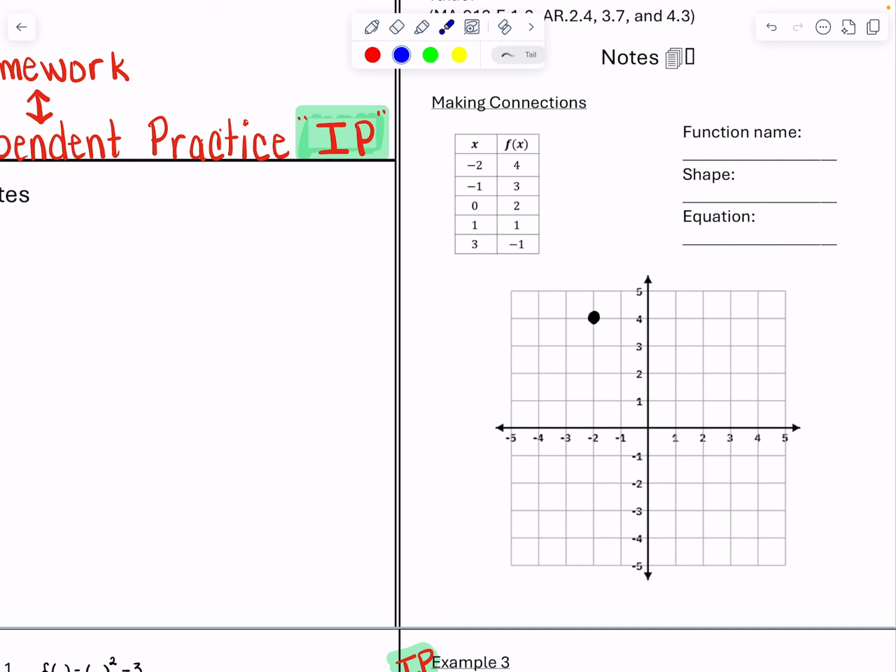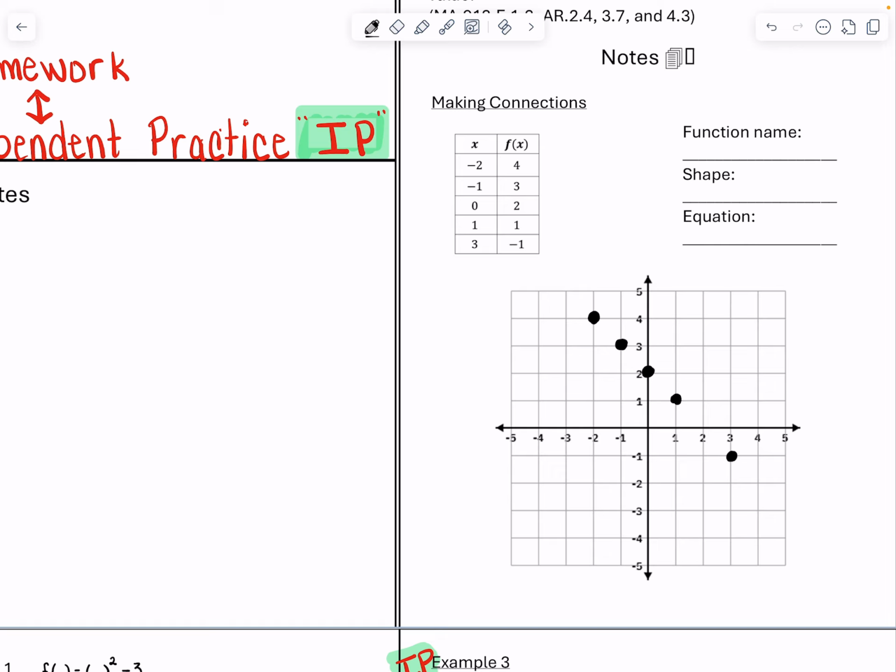The next one has -1, 3, so go left 1 and up 3. So that's where we'll put that point. Then our next point is going to go not left or right, but it's going to go up 2. So we'll put our point right here. The next one that we have is going to go right 1 and up 1. And then the very last one we have is right 3, down 1.